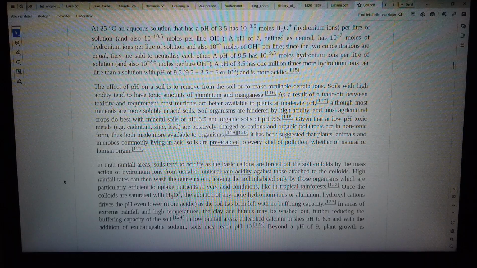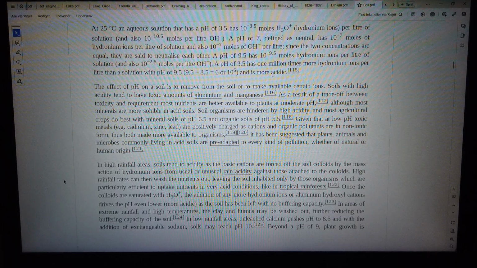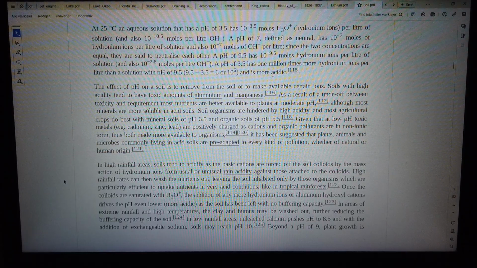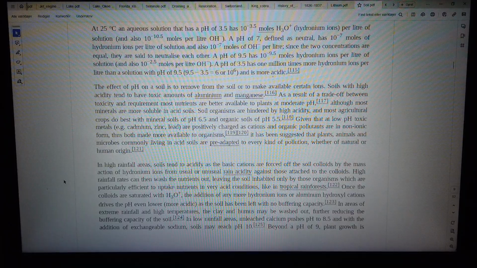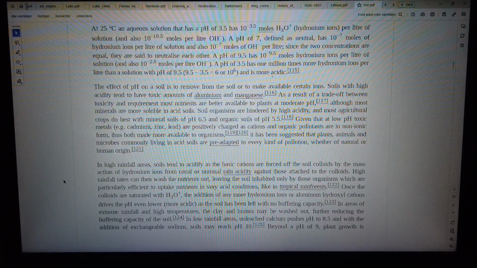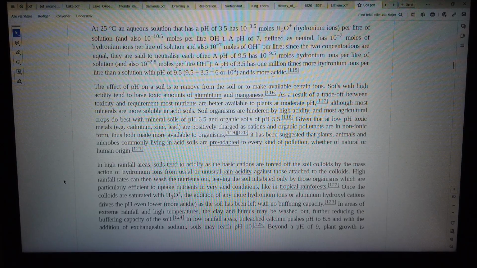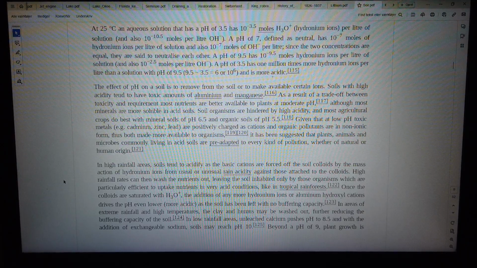122. Once the colloids are saturated with H3O+, the addition of any more hydronium ions or aluminum hydroxyl cations drives the pH even lower, more acidic, as the soil has been left with no buffering capacity. 123. In areas of extreme rainfall and high temperatures, the clay and humus may be washed out, further reducing the buffering capacity of the soil.